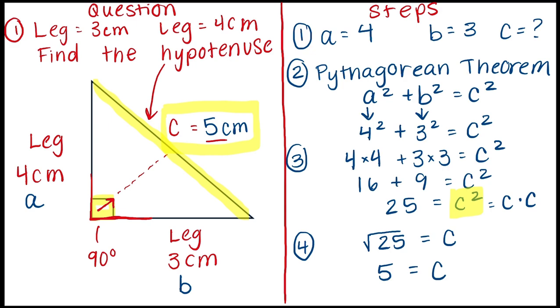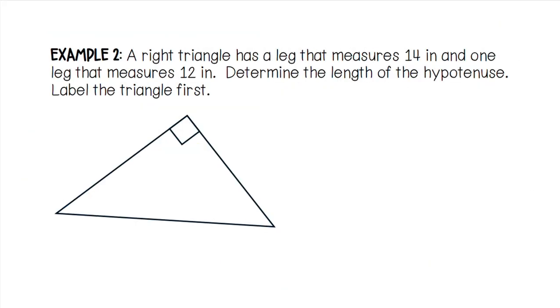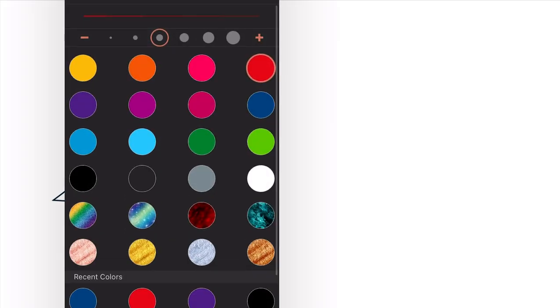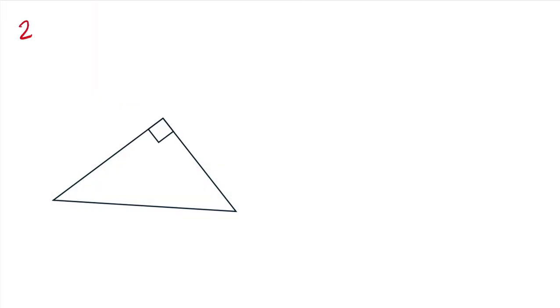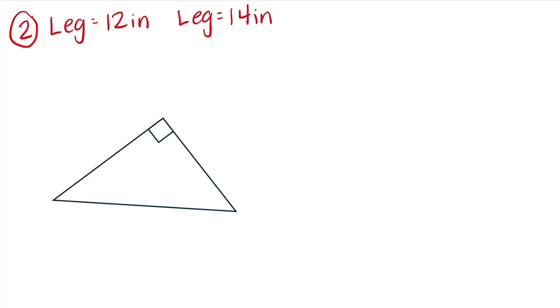We'll try one more. Example 2 says that a right triangle has a leg that is 14 inches and another leg that is 12 inches. So we're going to, again, determine the length of the hypotenuse and we're going to label our triangle. In my notes, this is question number 2. Again, which information did they give me? That one leg is 12 inches, the other leg is 14 inches, and we want to find the hypotenuse.